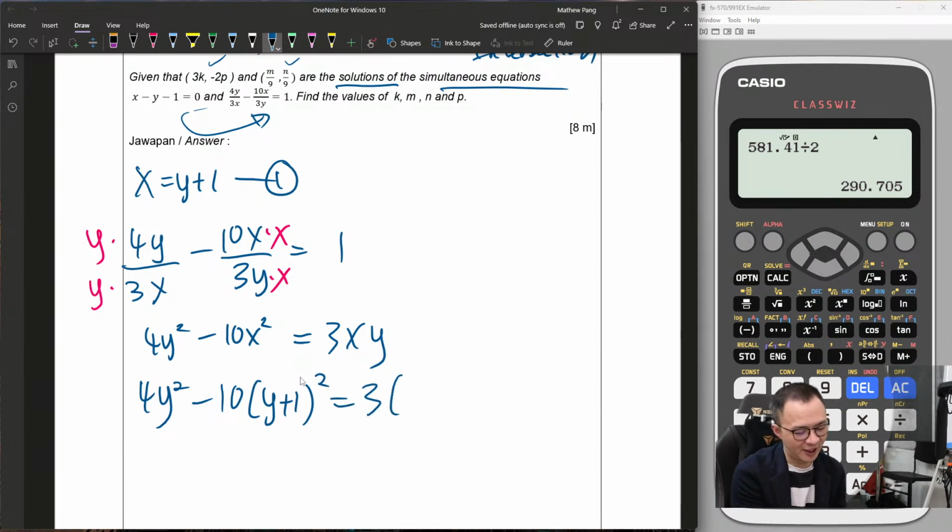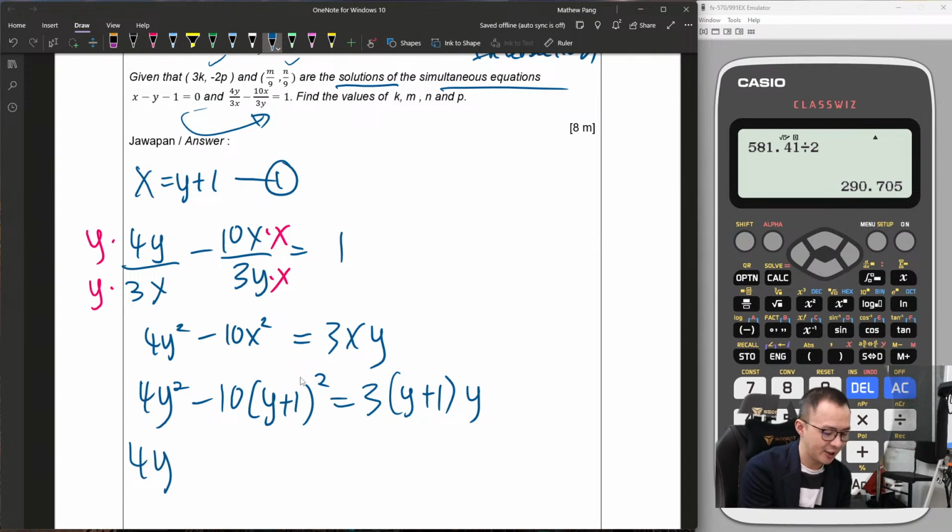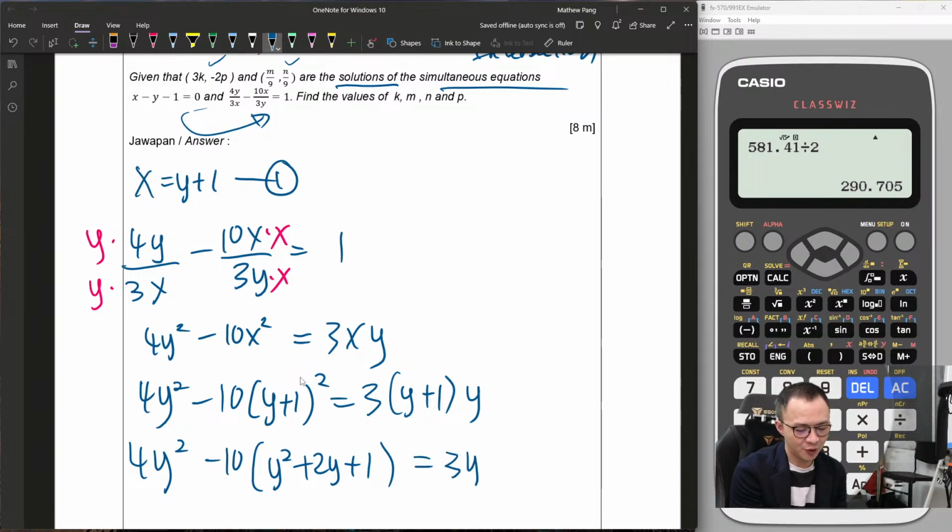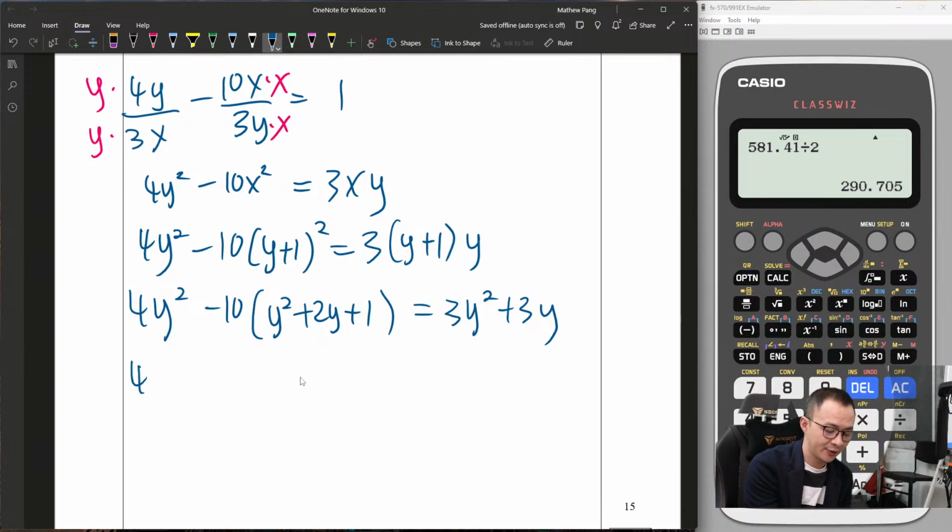Yeah, a lot of algebra work for MF students. This is y plus 1 multiplied with y. Let's do it: y squared plus 2y plus 1. 3y squared plus 3y. So 4y squared minus 10y squared minus 20y minus 20 minus 10.